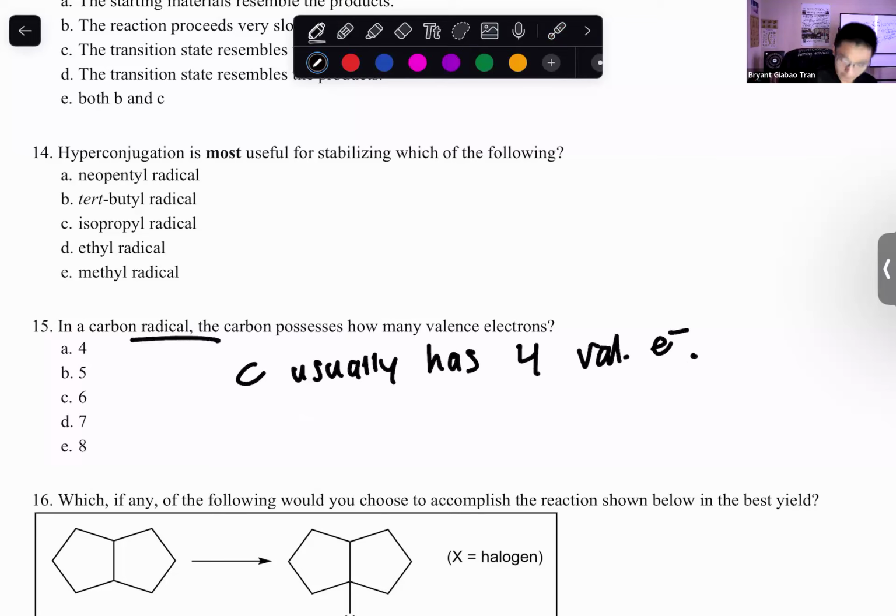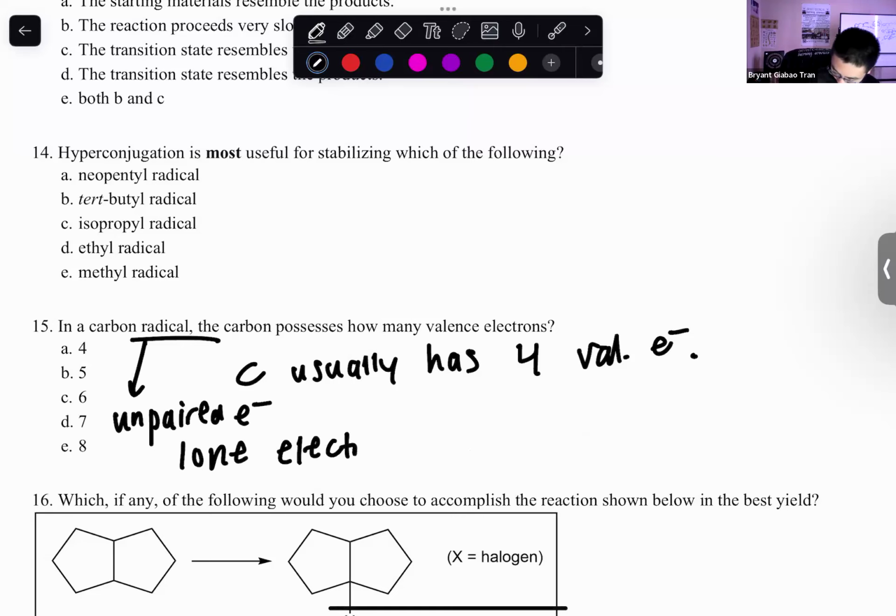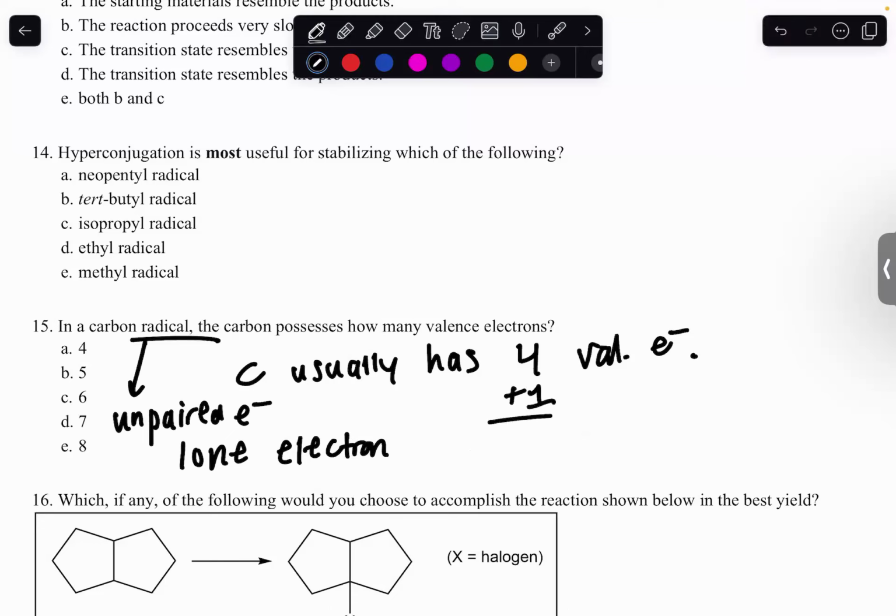Do you know what a radical is? It's when there's an unpaired electron, or lone electron, right? Not in a pair. So in a carbon radical, think of just adding one more valence electron. 4 plus 1. Oh, that's it. I thought it was counting like, oh yeah, okay. That makes sense.